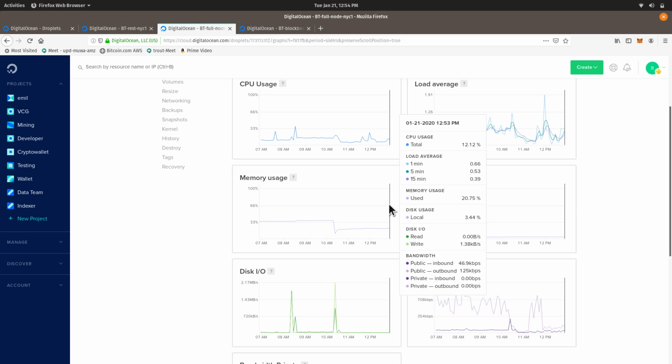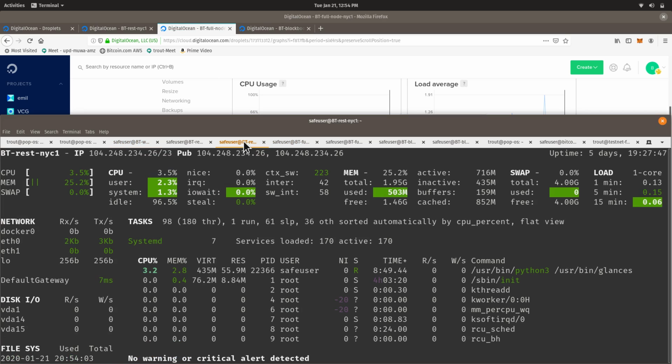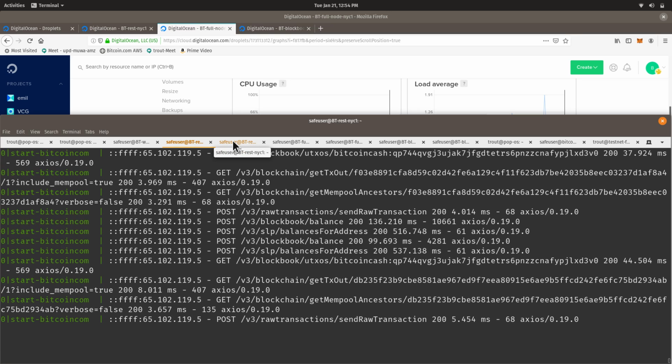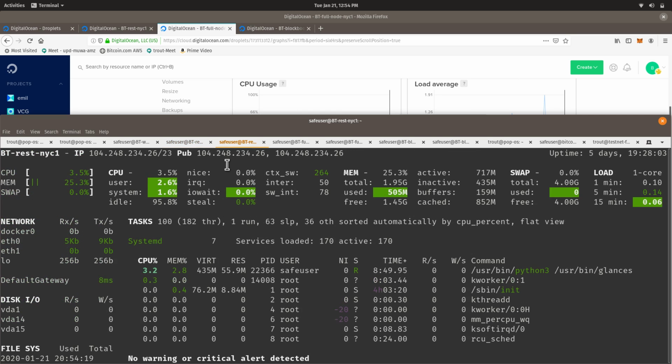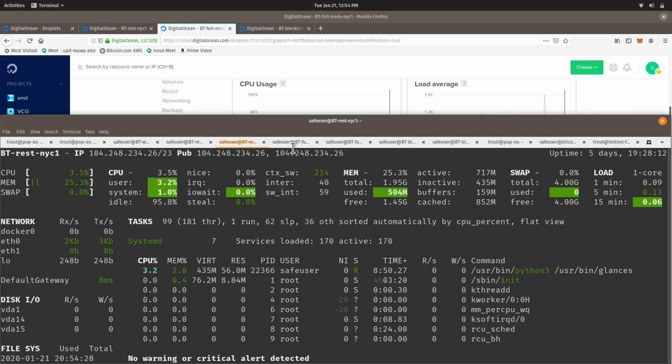So this is REST. This is Glances on REST. This screen is the REST API requests coming into the REST app. This is Glances running on that node, showing that we're using about 25% of the memory, or about 500 megabytes. The CPU is idling at around 4%.